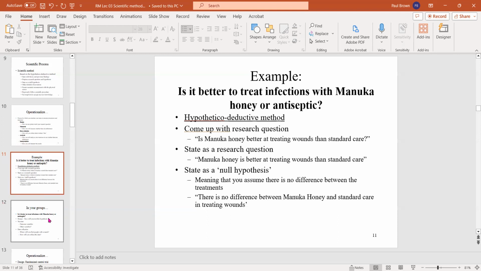I go out there and read about it, and I decide that this is a good thing to test. So my research question is: Manuka honey is better at treating wounds than standard care. Then I state it as a null hypothesis, where I say the null hypothesis is that there's no difference between Manuka honey and standard care. Then I'm going to get data to see whether I can reject my null hypothesis and conclude that Manuka honey is better than standard care, or whether the data supports my null hypothesis that there's no difference.